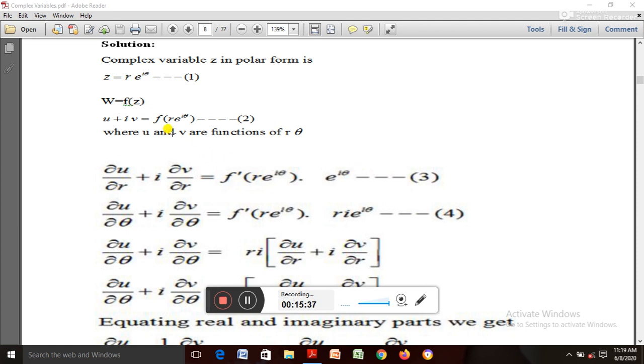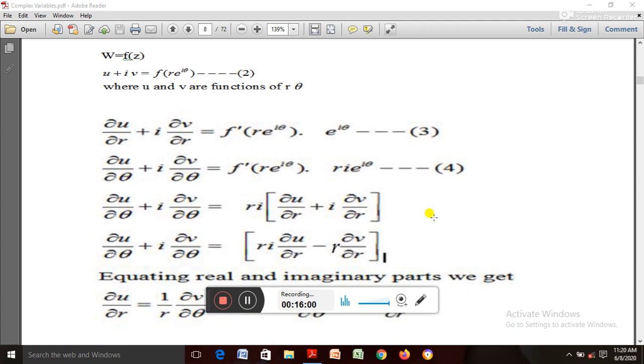Now differentiate equation number 2 with respect to θ. We get ∂u/∂θ + i ∂v/∂θ equal to the differentiation of the RHS, that is f'(r e^{iθ}) into the differentiation of the inner term. So r as it is, and the differentiation of e^{iθ} is e^{iθ} into iθ differentiated, that is i. So it is equation number 4.